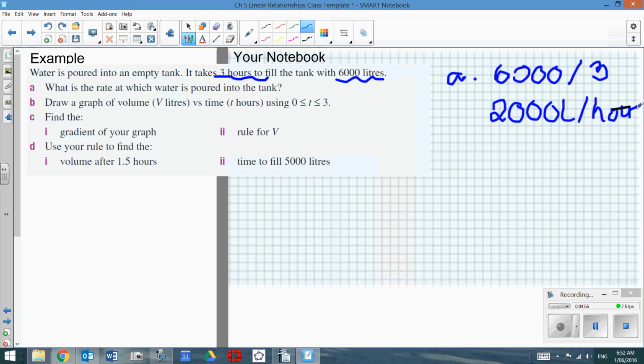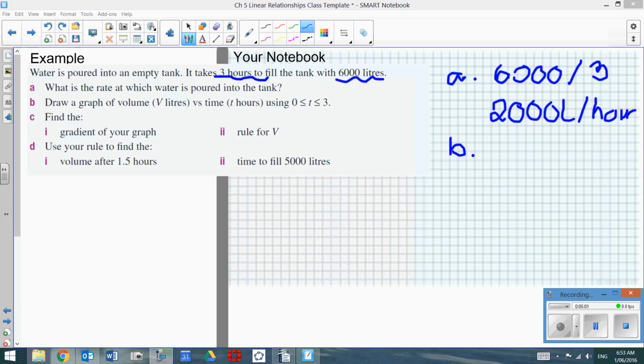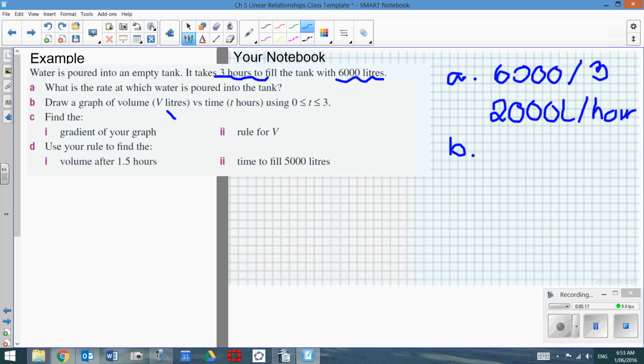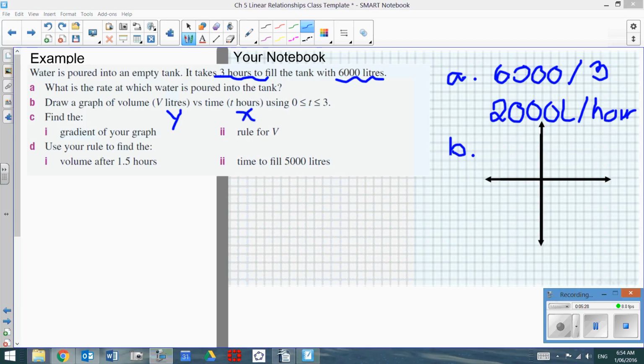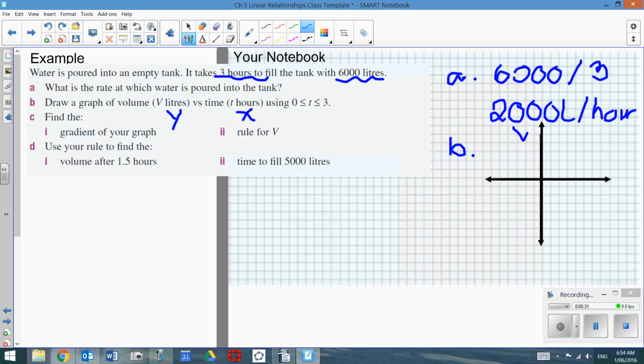Okay, so 2,000 liters per hour. Now, like to look at part B where it says draw a graph of volume in liters versus the time in hours. So if I'm looking at my volume as opposed to time, we'll go ahead and make volume our y-axis, and time is always our x-axis, right? Because that's our independent variable. So our volume is going to be the y-axis, and our time is going to be the x-axis.